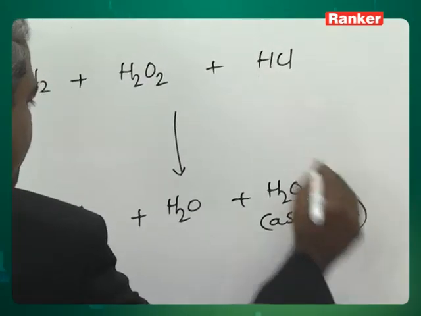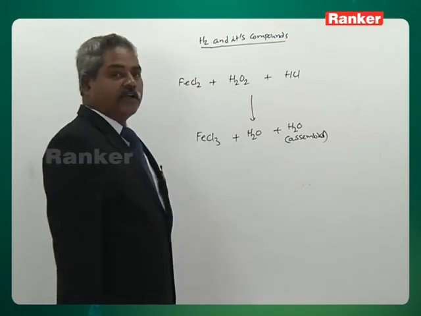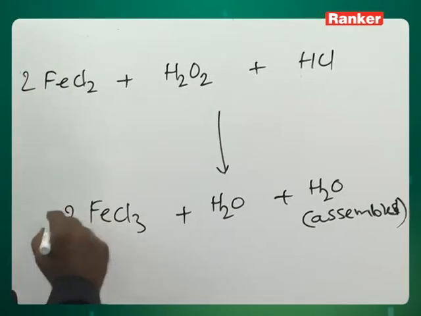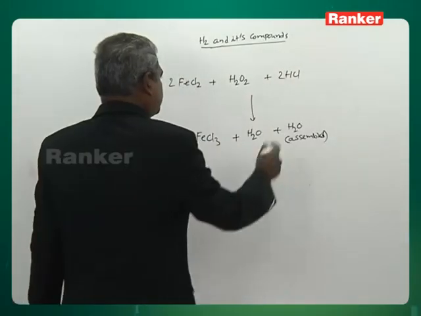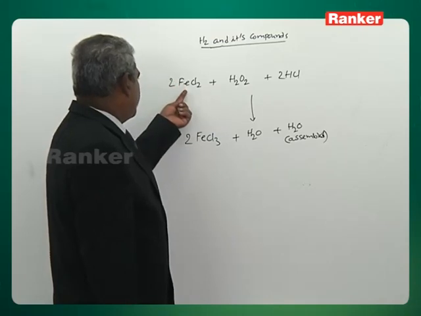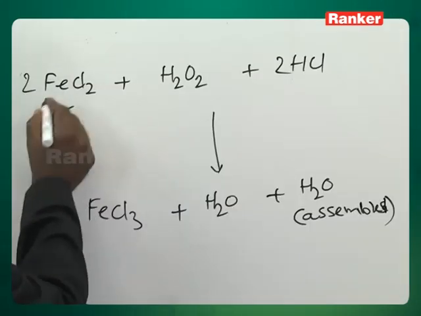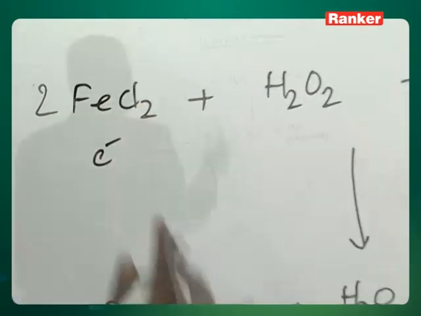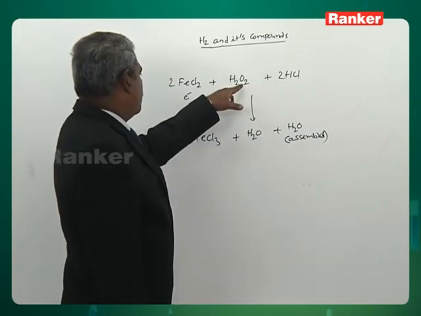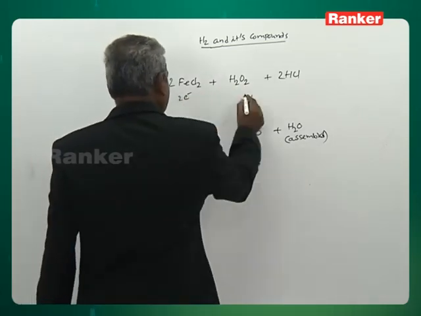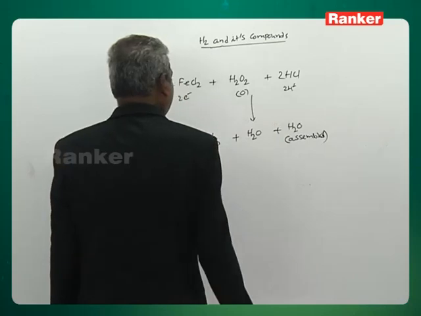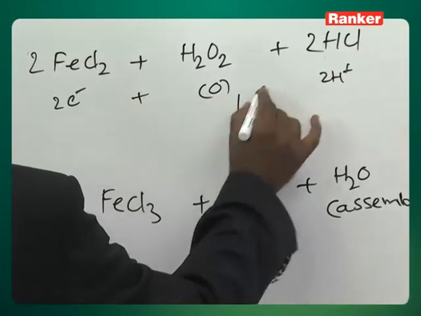Assembled H2O. But you need 2 ferrous ions, because each ferrous gives only 1 electron. So 2 FeCl2, 2 FeCl3, 2 HCl, and everything is automatically balanced. 2 protons from here, 2 electrons from here. So you are seeing FeCl2 here, but I am seeing an electron only. As far as I am concerned, FeCl2 means it provides 1 electron. 2 electrons, 2 protons, oxygen. Oxygen comes from this, 2 electrons from this, 2 protons from this. All of them assemble and H2O is formed.